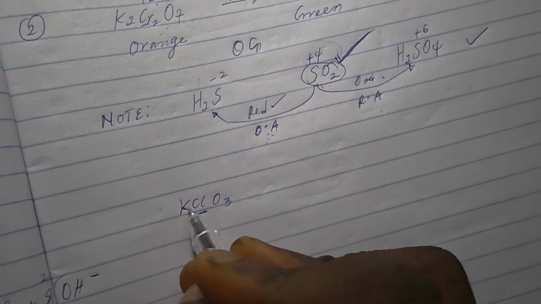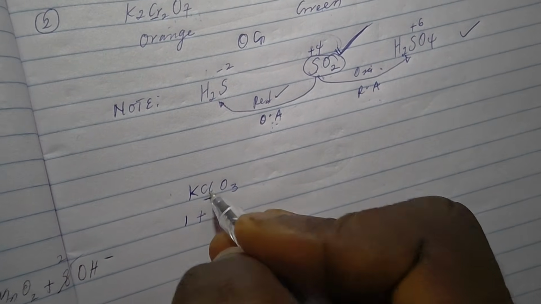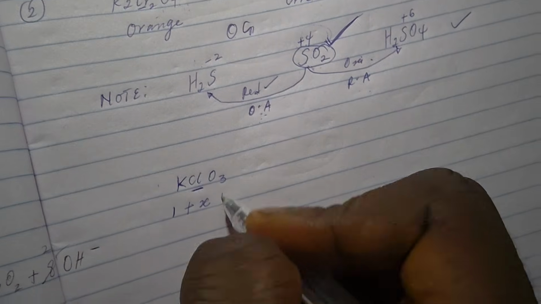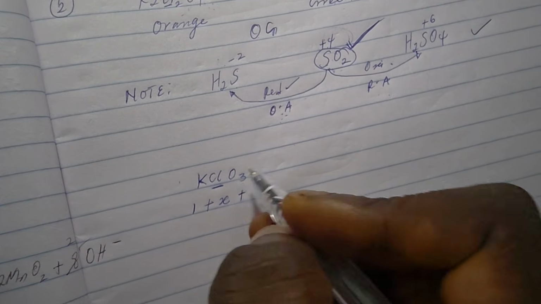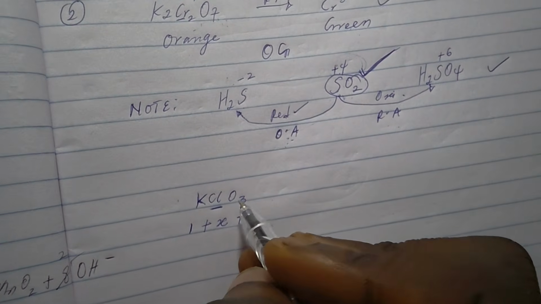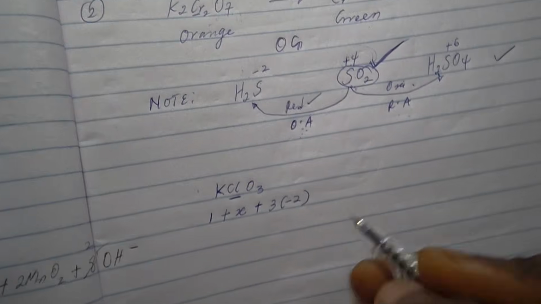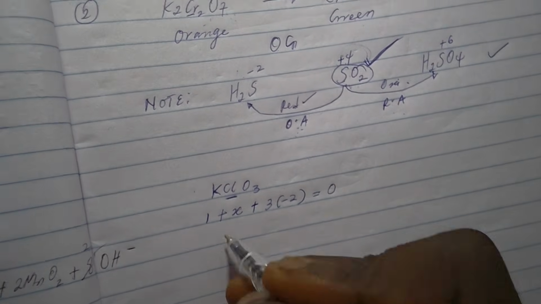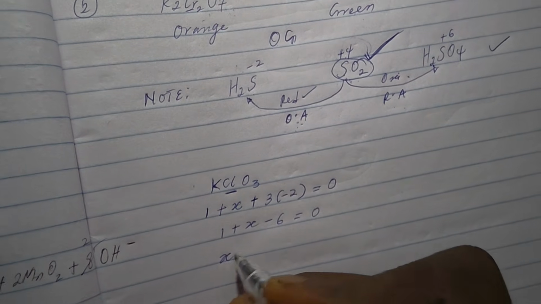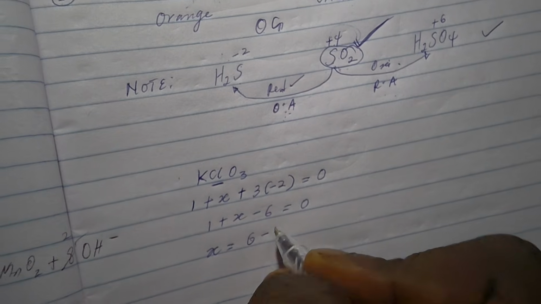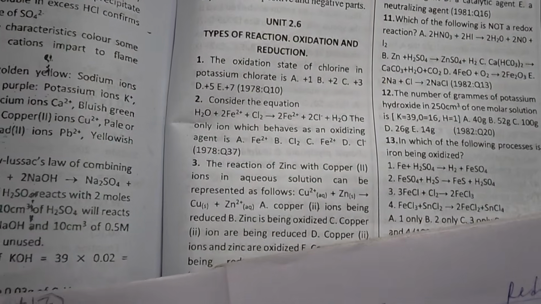You remember the oxidation state of potassium here is going to be +1, plus, let's say that of chlorine is X. And you remember I told you oxidation state of oxygen in all compounds is -2, except in peroxide and superoxide. So you are going to say 3 into -2 because there are 3 of it. That will be equal to 0, right? So 1 plus X minus 6 is equal to 0. So X is going to be 6 minus 1, and that is going to be +5. So our answer for question 1 is +5.